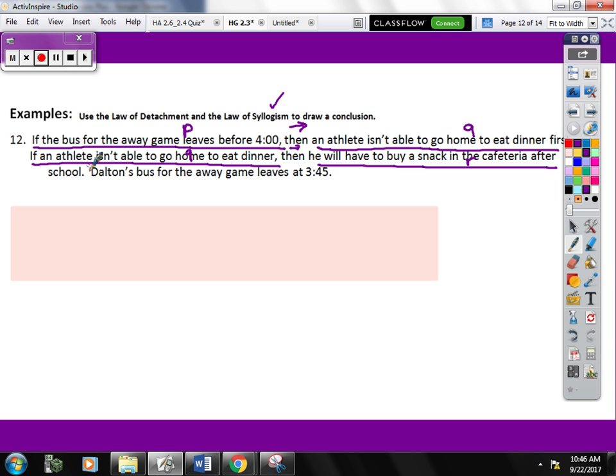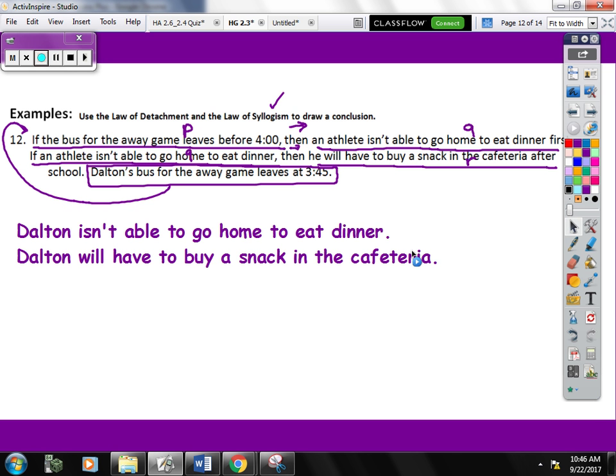Then they give us a specific part. Dalton's bus for the away game leaves at 3:45. So we're going to take Dalton's problem and apply it to the whole law of syllogism problem. So if the bus for an away game leaves before 4 o'clock, well, it leaves at 3:45. That's before 4. Okay? So we would be able to say then that Dalton isn't going to be able to get home to eat dinner, and he will have to buy a snack in the cafeteria. Dalton isn't able to go home to eat dinner, and Dalton will have to buy a snack in the cafeteria.